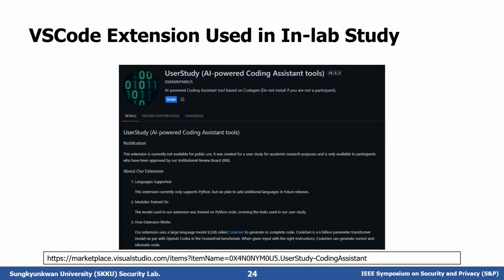To set up our poisoned AI coding assistant tools for our study, we developed the tools in the form of a Visual Studio Code extension, considering the real-world scenario that developers install AI coding assistant tools from the VS Code extension market, such as GitHub Copilot. We ensure that this extension only works for our study and prevents non-study users from using it.